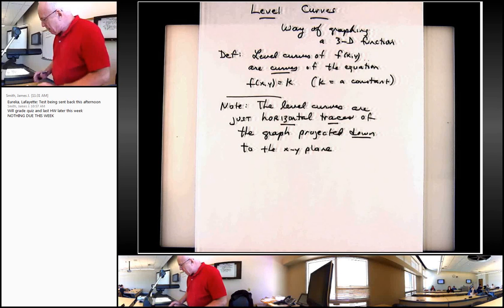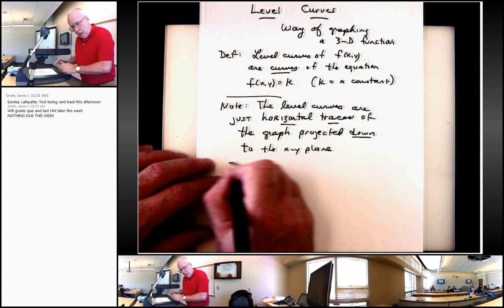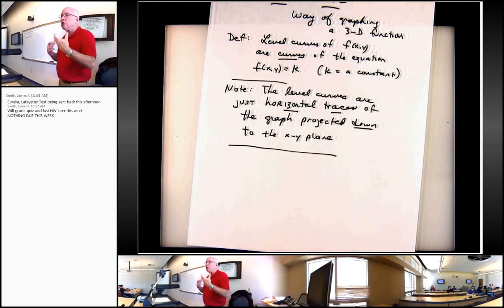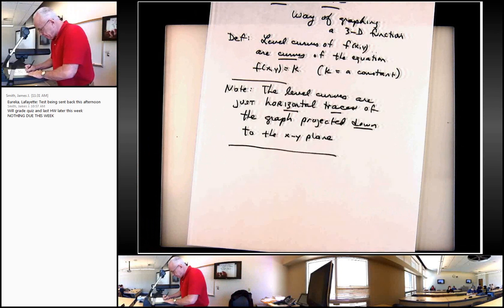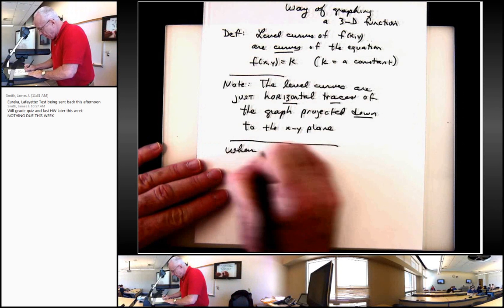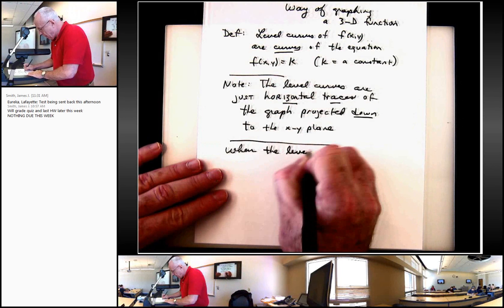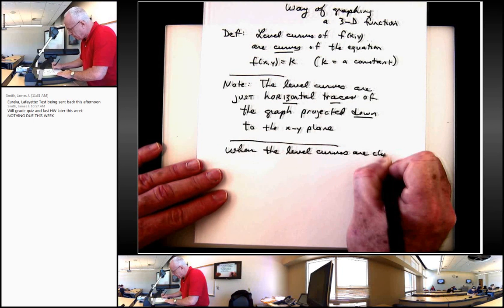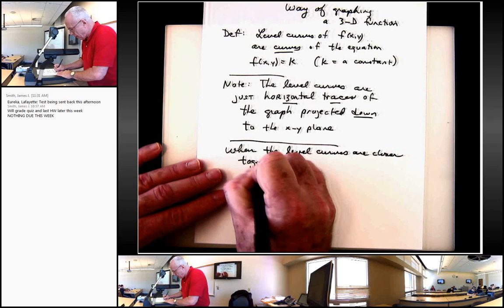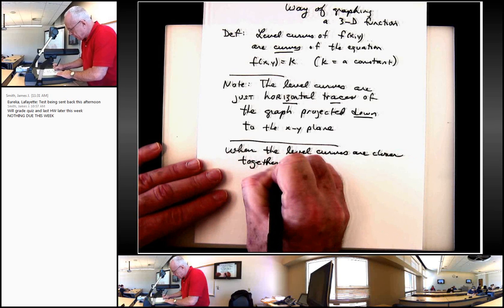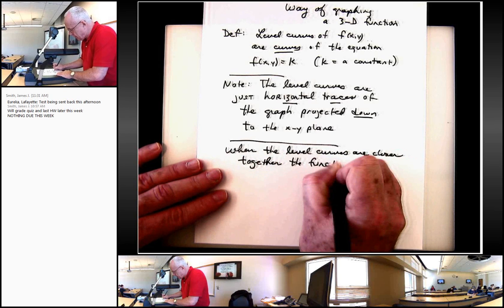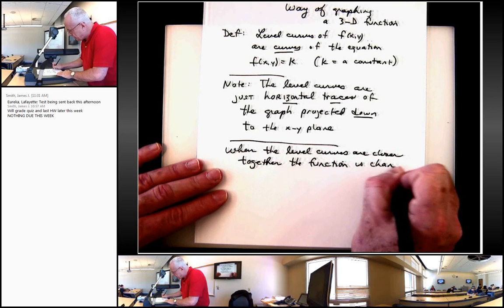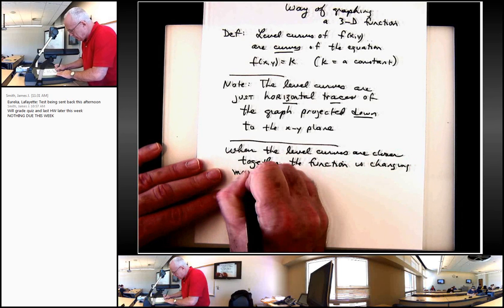I mentioned this before, but when the level curves are closer together, the function is changing more rapidly.